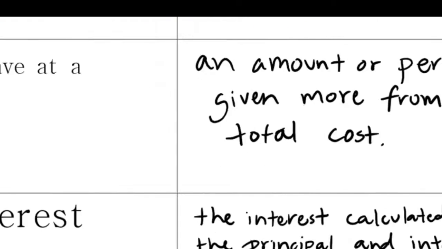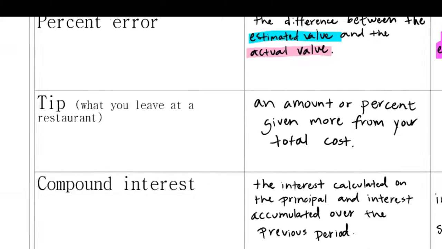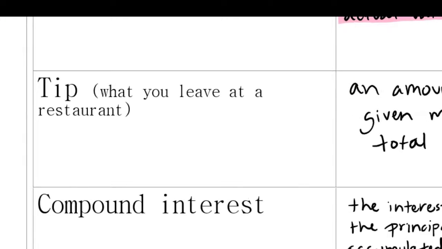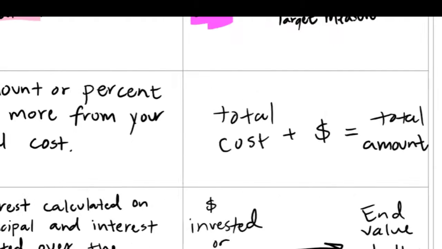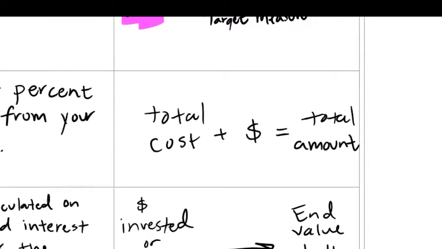All right. So now moving to the tip. If you see this little note, it's what you leave at a restaurant. It's basically an amount or percent given on top of your total cost. Let's say you go to a restaurant, you spend $30, but you want to leave a tip. How much more would you give them? You can either give them an amount, or it has percentages on there like 10, 15, or 20%. That amount plus your total cost will be your total amount. So again, it's just how much your total cost was.